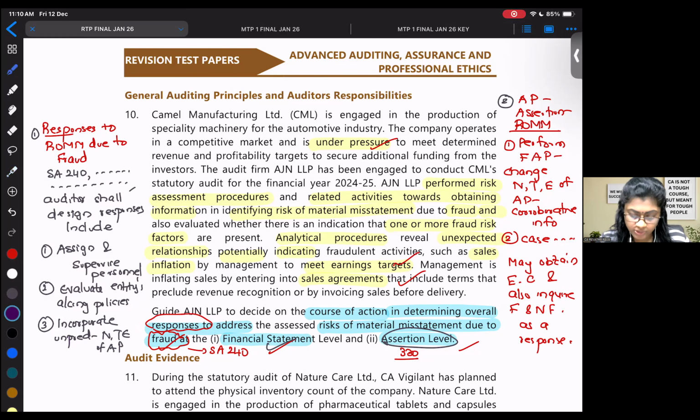I felt that question was good. Can you say proceed to the next question if this is clear? Hello, proceed.